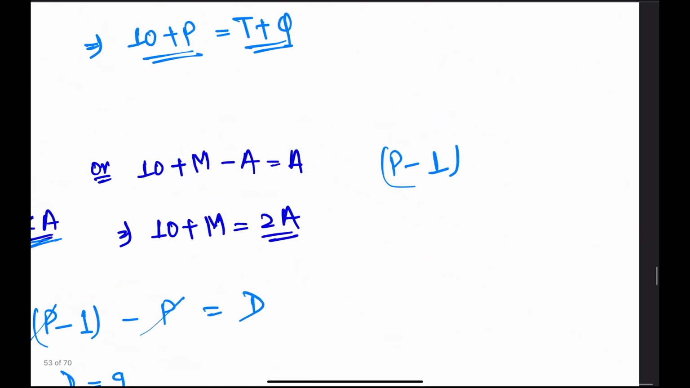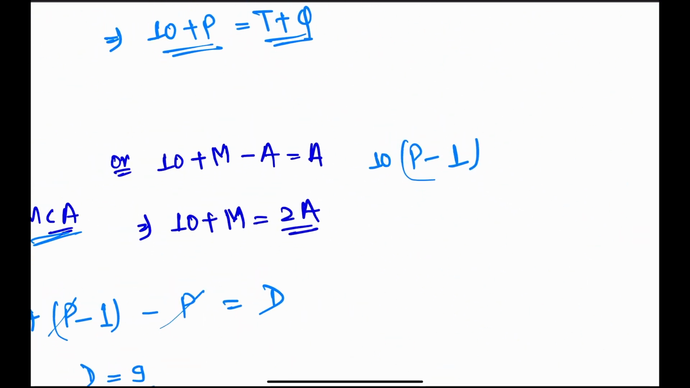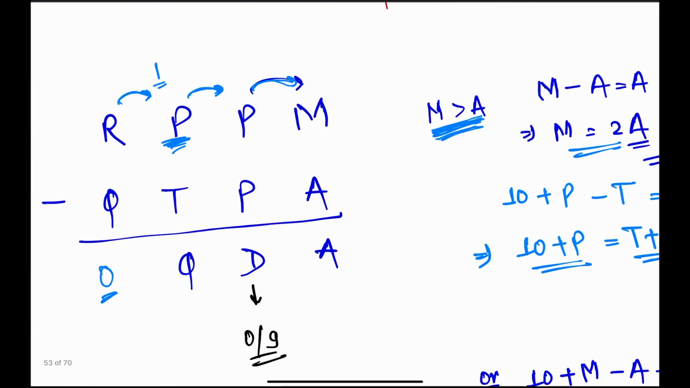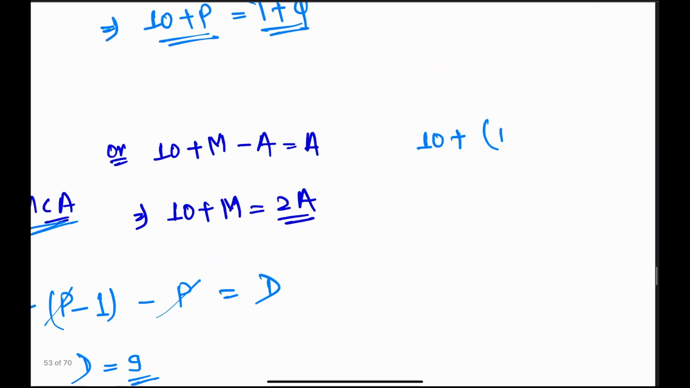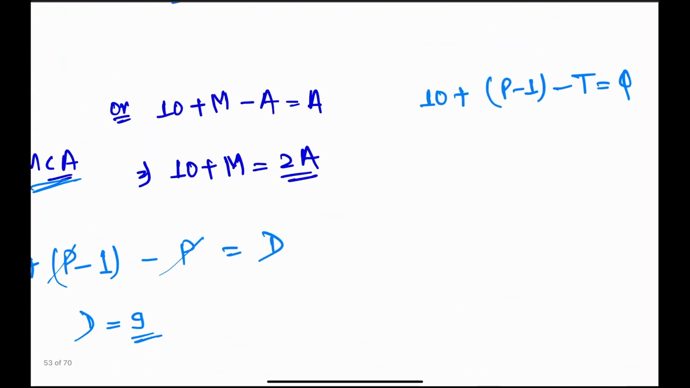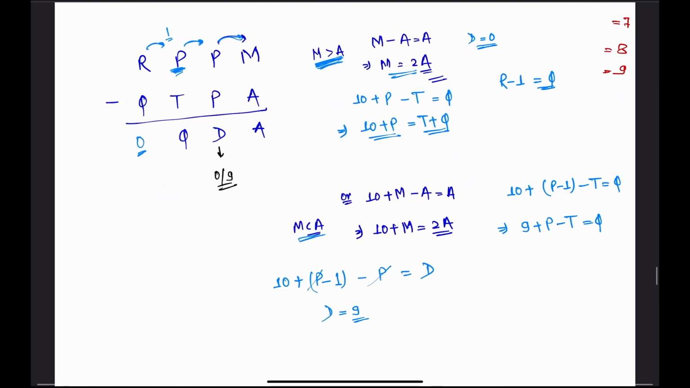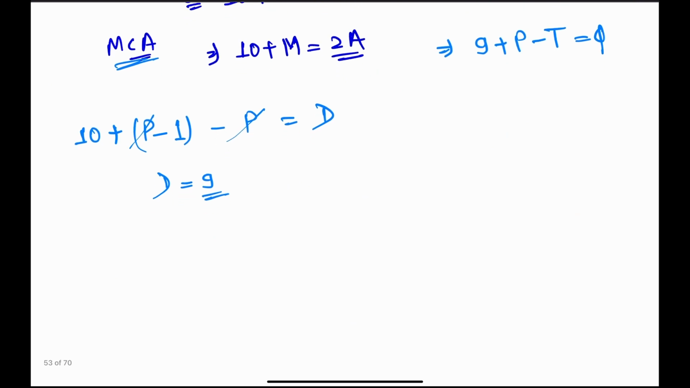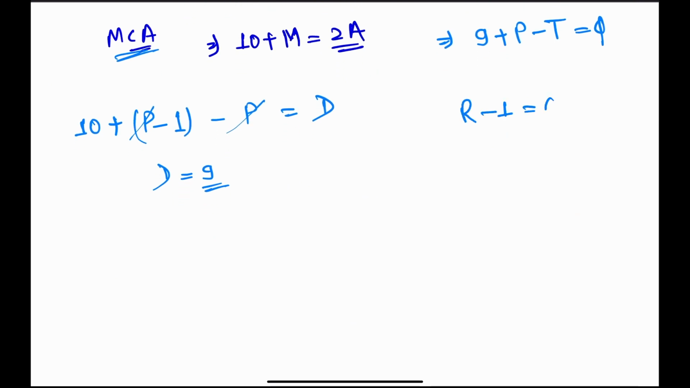So r will be giving 1 carry, so it will eventually become 10 plus p minus 1, right? 10 plus p minus 1 minus t equals q. So eventually it will become 9 plus p minus t equals q, and at the end of the day, r minus 1 equals q.